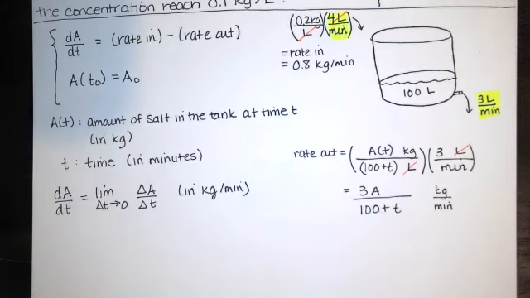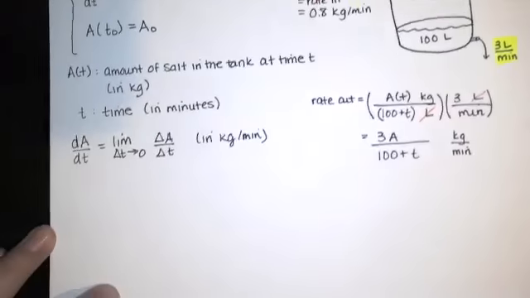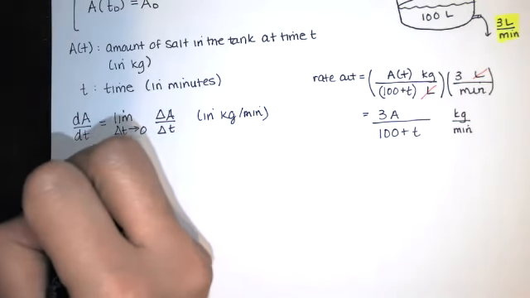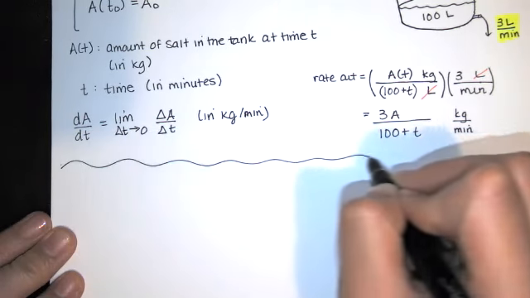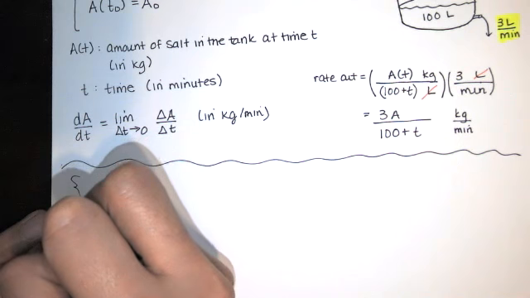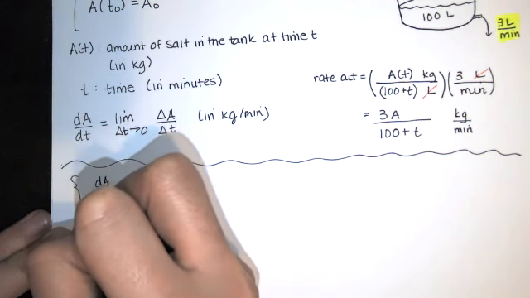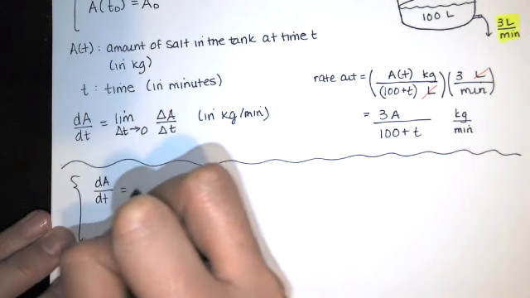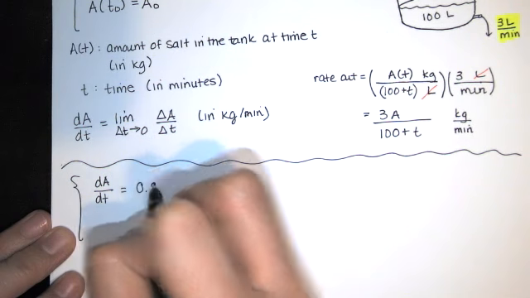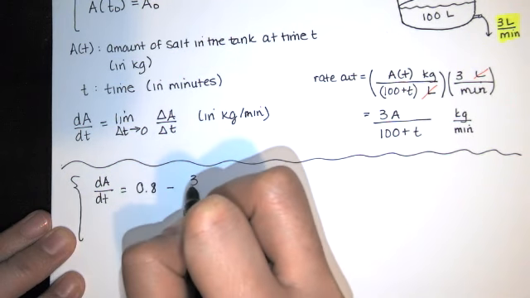So that's my rate in and that's my rate out. We just subtract those to get our differential equation. So dA/dt is this. It's the rate in, excuse me, minus the rate out.